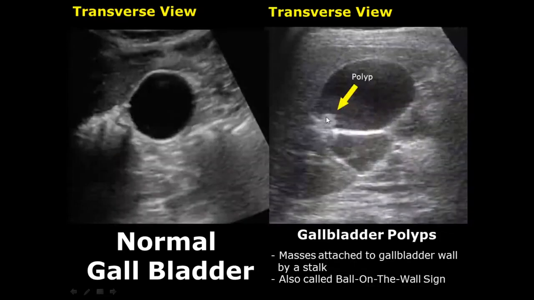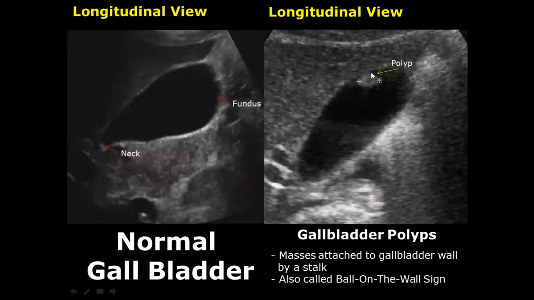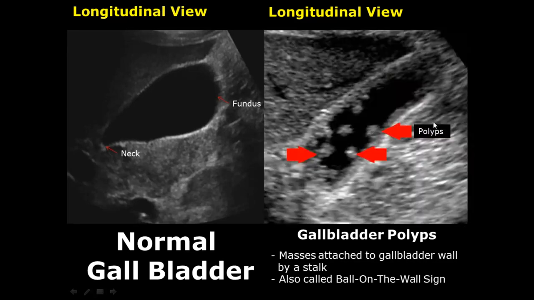Polyps are masses attached to the gallbladder wall by a stalk. Here you can see the mass is attached to the wall, and this is also known as the ball on the wall sign. Here you can see a polyp attached to the wall in this longitudinal view here in the fundal region. In this image, you can see multiple polyps attached to the wall. Here you can also notice one stalk.